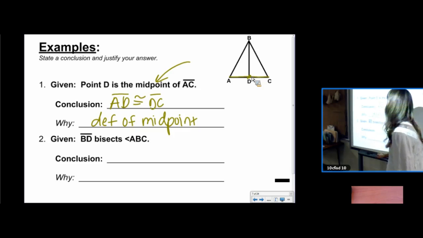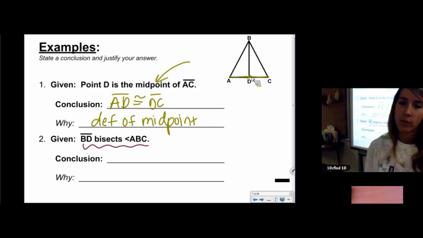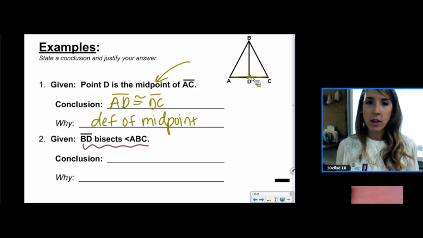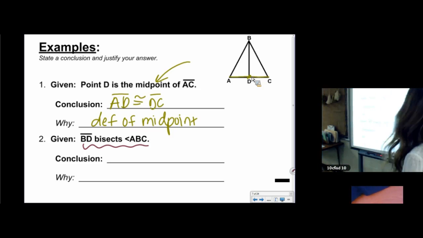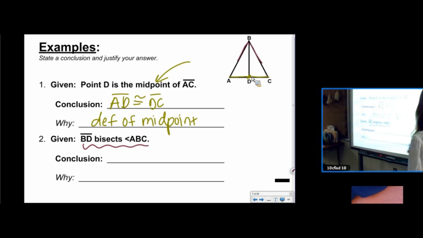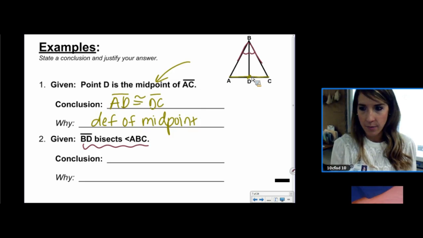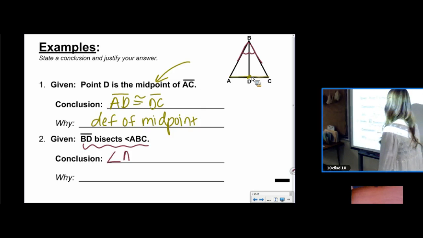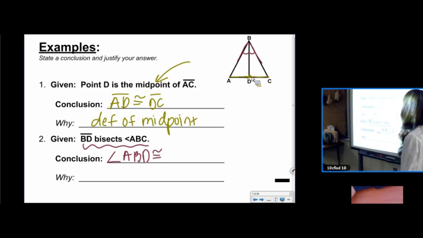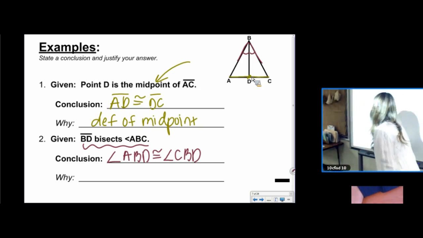Next one. Segment BD bisects angle ABC. If you don't know where to go here, if you feel lost, think, if they told me that, what would I add to my picture? If this angle just got bisected, I would do this. That's what I do when I see bisector. Then you just write down what those arcs mean. Those arcs mean angle ABD is congruent to angle CBD. That's what arcs mean on a picture. They mean congruent angles.